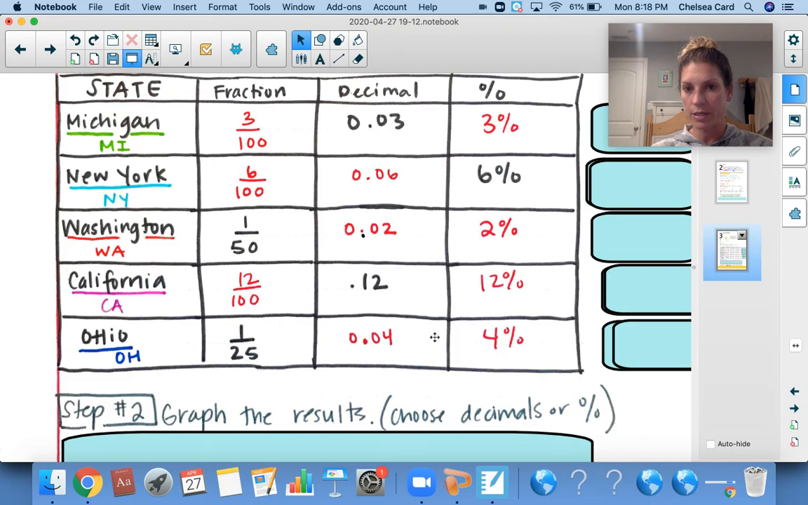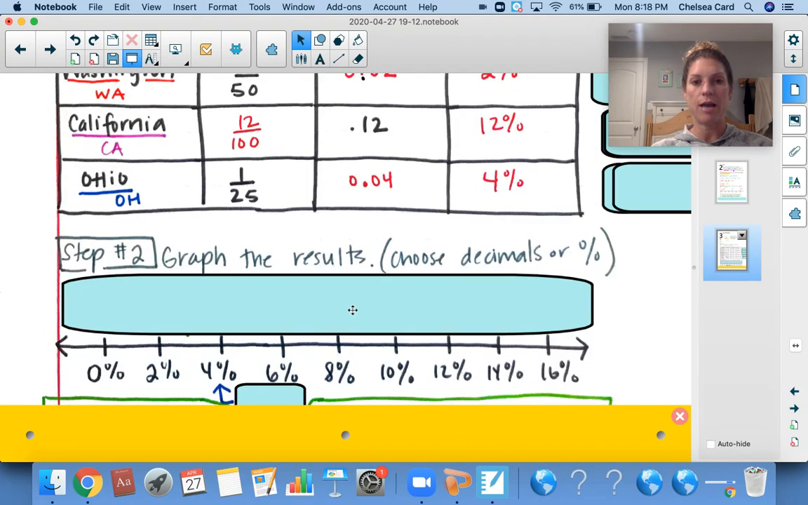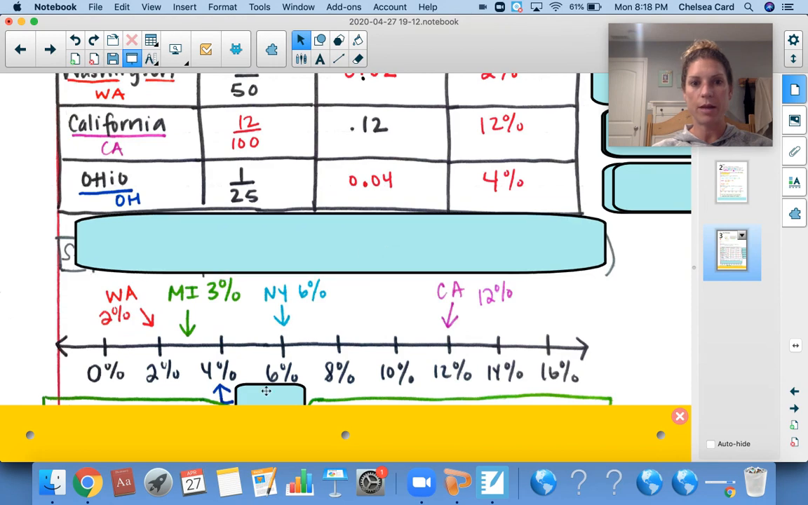So all I'm going to do is take those 5 percentages and plot them on my number line here. I have Washington here at 2%, Michigan at 3, Ohio's at 4, New York is at 6, California is at 12. Now, we've done all this work. It's taken us a good 5 minutes. I completely forgot what the question wanted us to ask, but I know that I've plotted them.